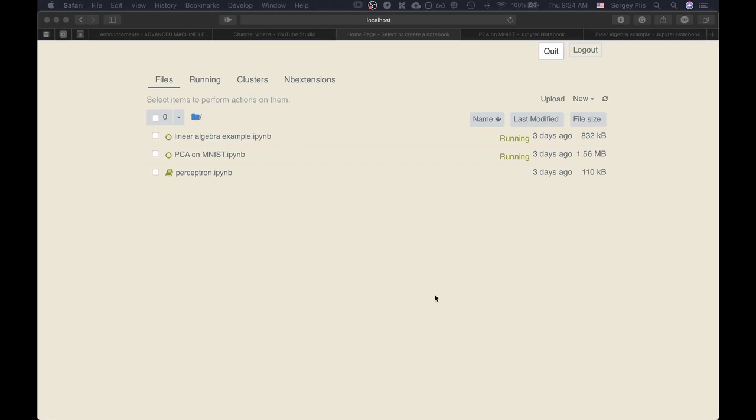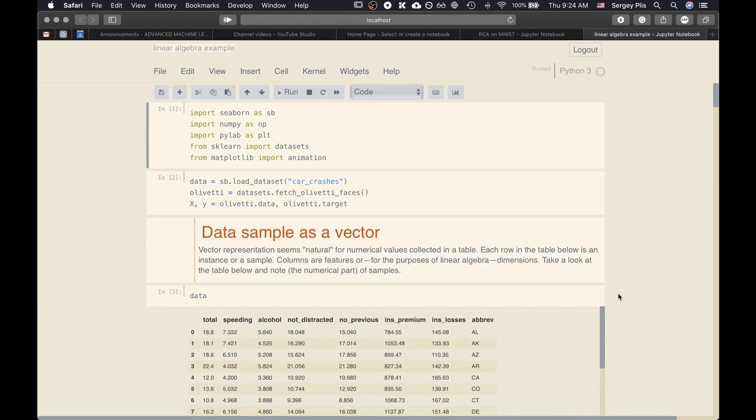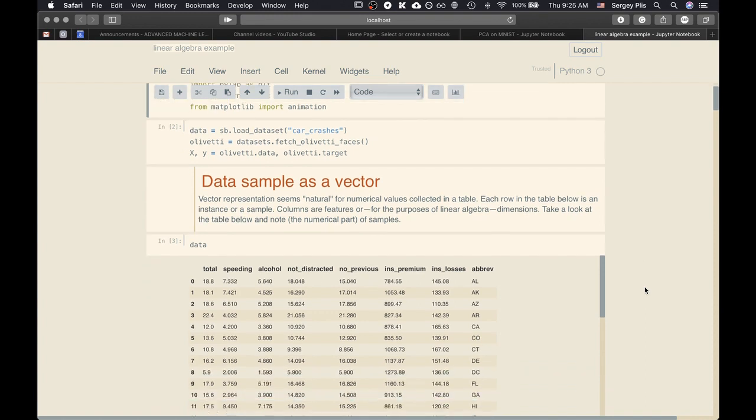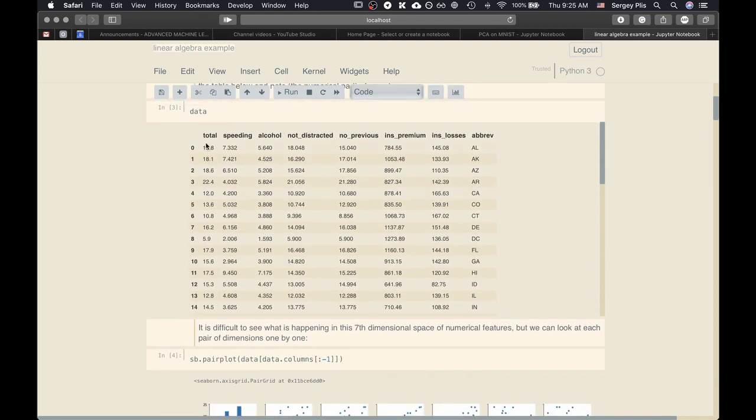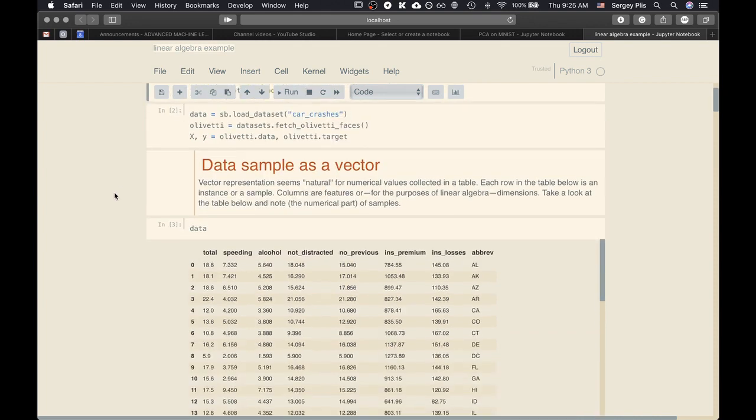To complete the lecture on the topic of principal component analysis and the KL transform, let me show you some examples of what we're talking about. I think we can start with something here. I take a faces data set, Olivetti faces, and we can think about vector representation. If we just plot, say, this one is the cars data set, I think. Yeah, the car crashes data set.